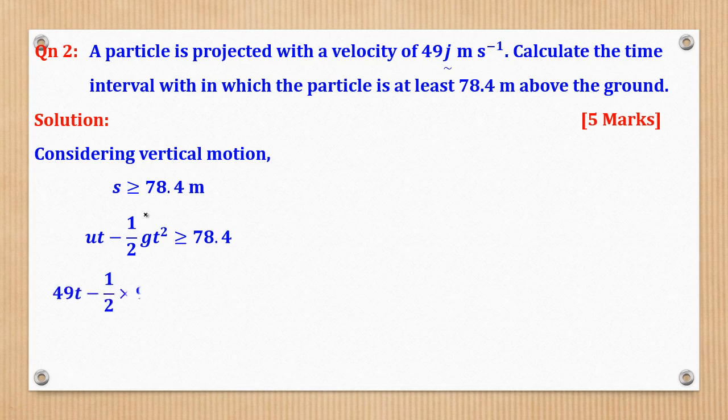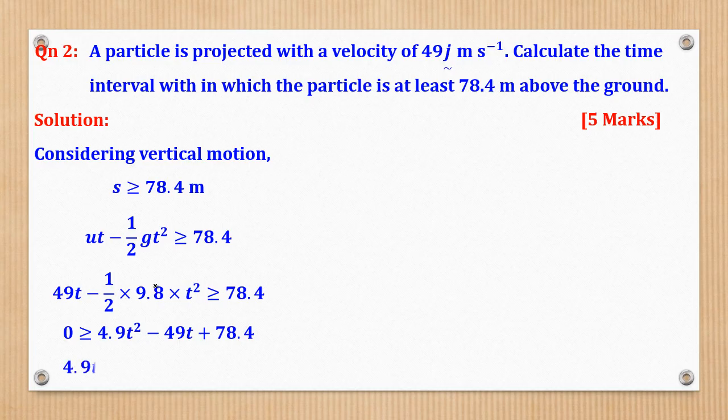So you can now substitute. U is this because j means that it is purely vertical. There is no horizontal component. That's why for U, we put 49. G is 9.8, and this is known. So I have only one unknown, which is T, meaning that I can solve that. So that will be a quadratic inequality.